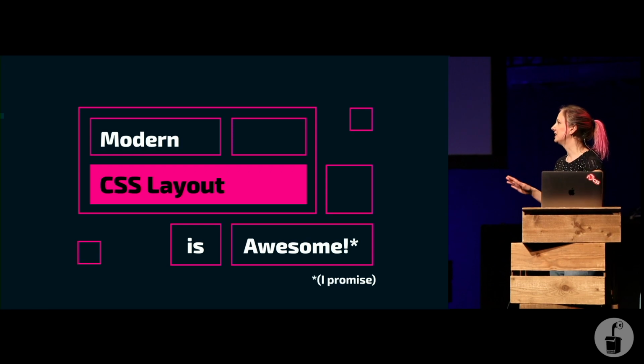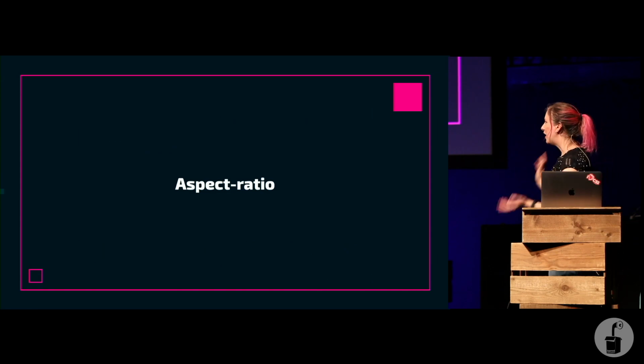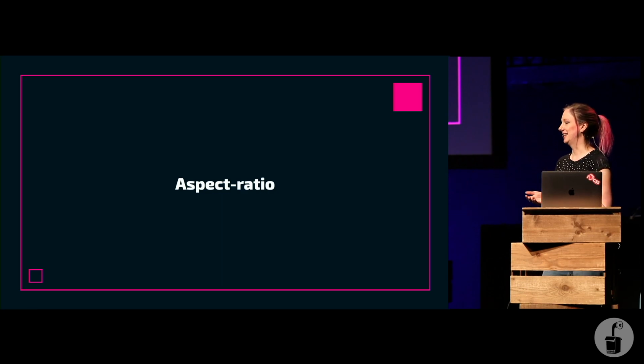So we're going to start with a few of the smaller features that might have slipped under the radar a little bit, but I think still have the potential to really help us when building our layouts. The first one of these is aspect ratio, which I just love, the aspect ratio property, because with a single line of CSS, it eliminates the need for a whole lot of hacky code.